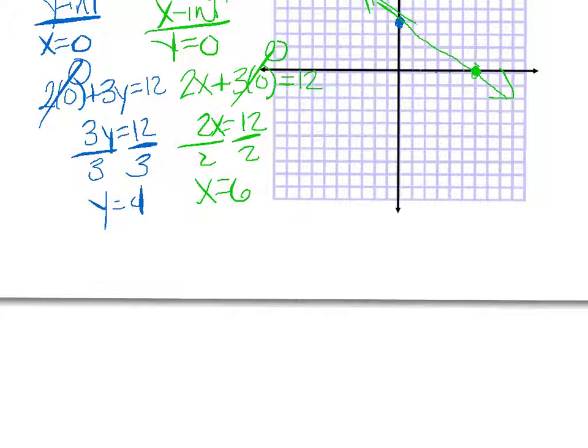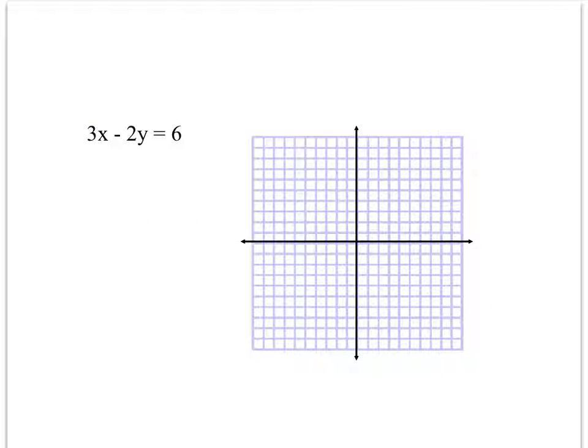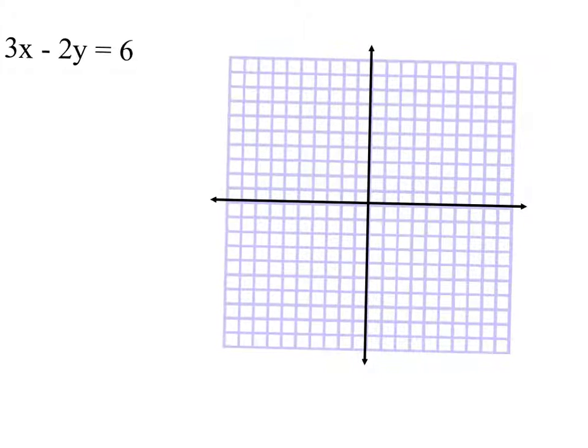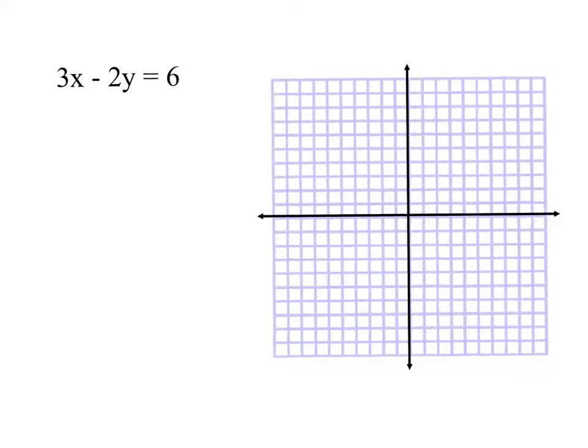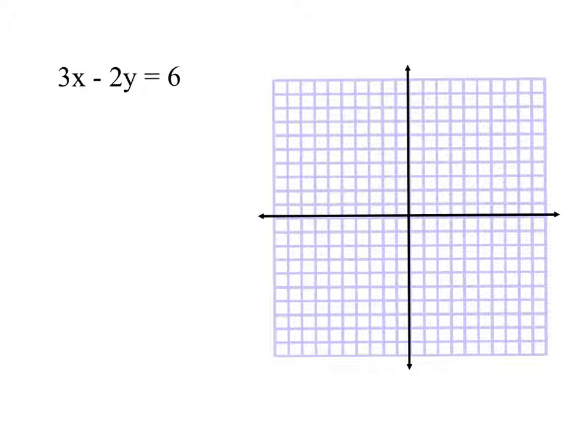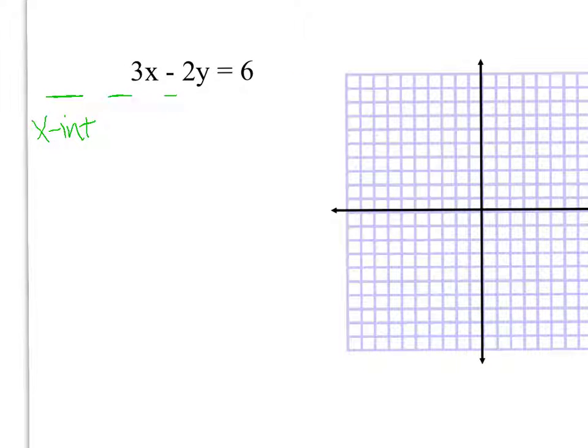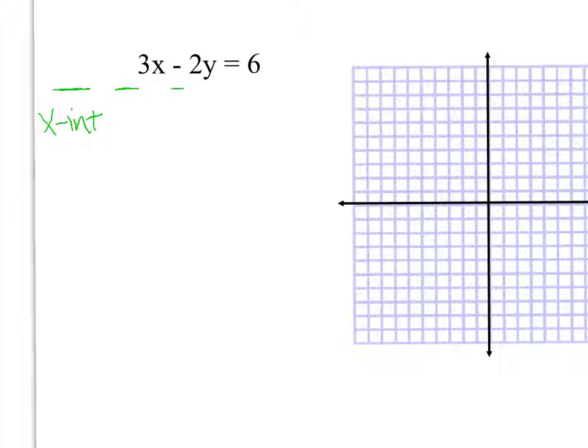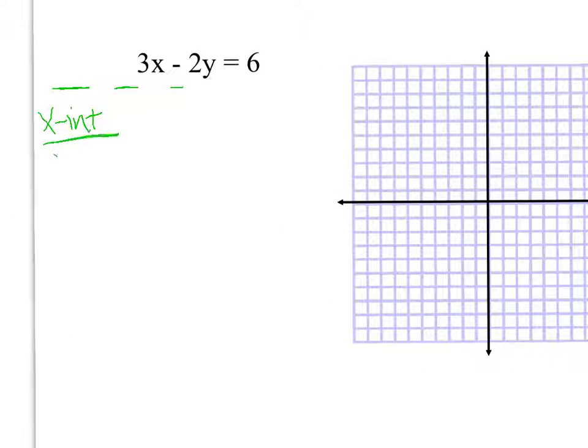Next page. So here's another one. We're going to try this one again. Again, we're finding the x and y intercepts in order to graph instead of using slope-intercept. Remember, this is called standard form, where x and y are on the same side and the constants on the other side. So if you remember, we just talked about the x-intercept. What's special about the x-intercept is that y equals 0.